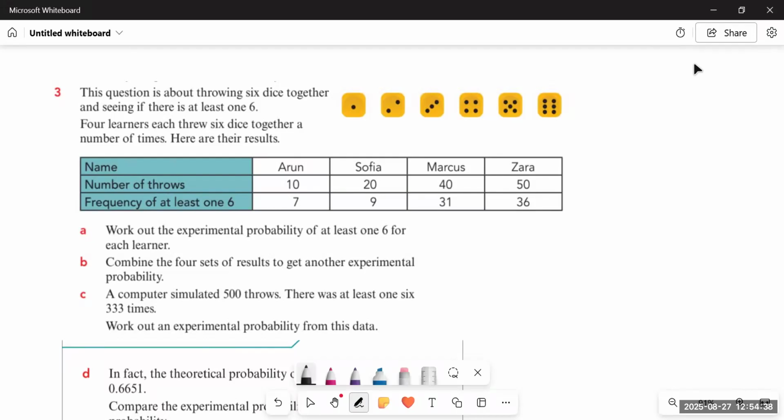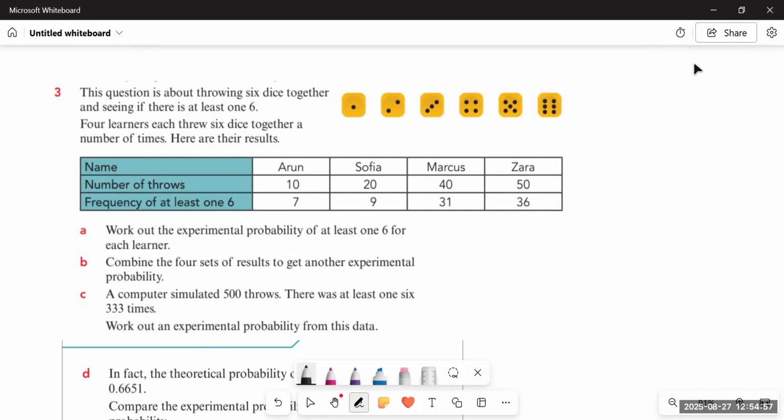Okay, let's move to the next question. This question is about throwing 6 dice together. As you can see, there are 6 dice, and each has 6 outcomes. All the outcomes are equally likely. And we are seeing if there is at least one 6.